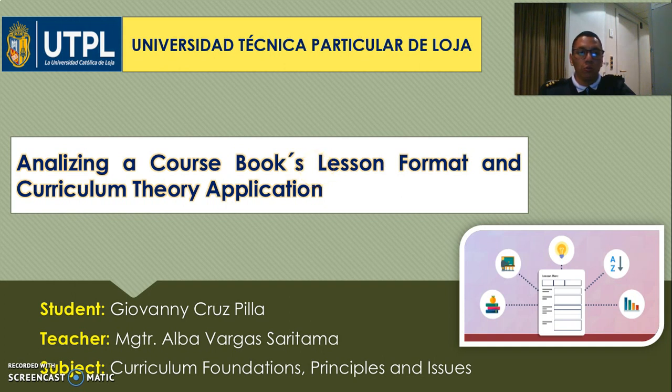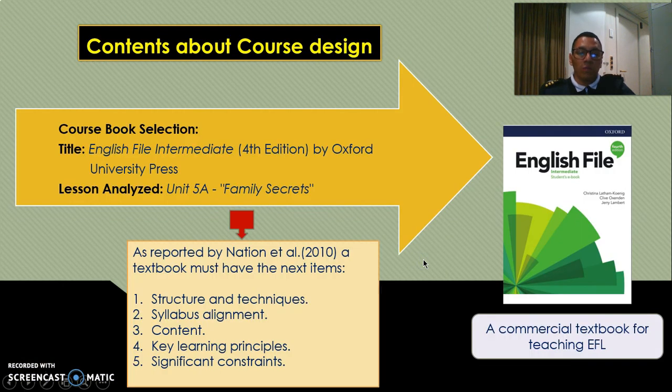In this short video, I am going to explain how to analyze a course book selection format and curriculum theory application, for Magister Alba Vargas Aritama, and the subject is Curriculum Foundation Principles and Issues. Let's start. A commercial textbook for teaching English as a foreign language. The course book selection, the title is English File Intermediate, 4th edition by Oxford University Press. The lesson analyzed is Unit 5A, Family Secrets.